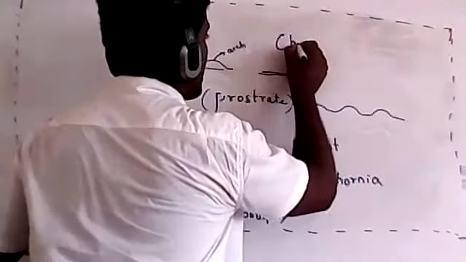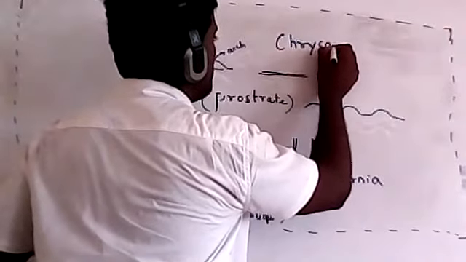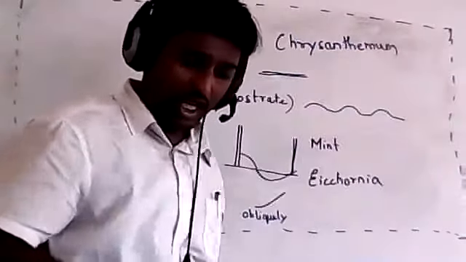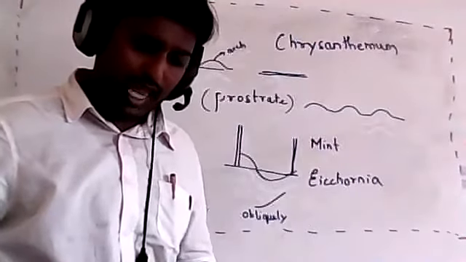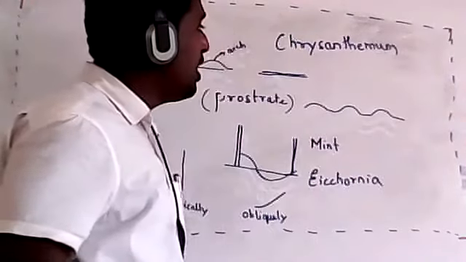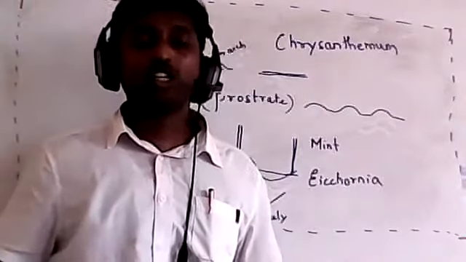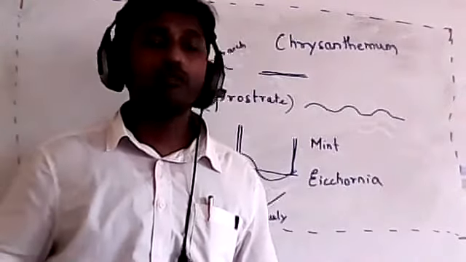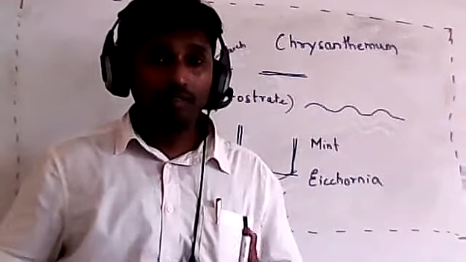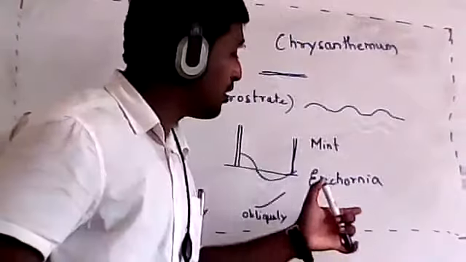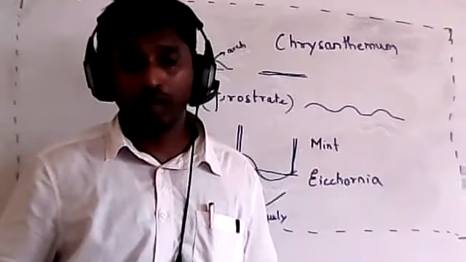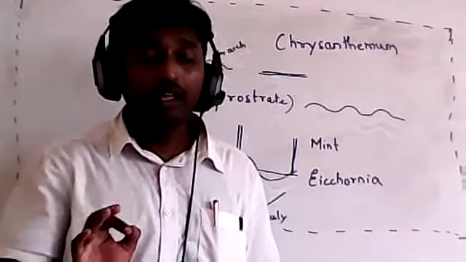Okay, I gave you an example for the sucker. It is chrysanthemum. Chrysanthemum is the example for sucker. And for the offset example, it is Eichhornia.